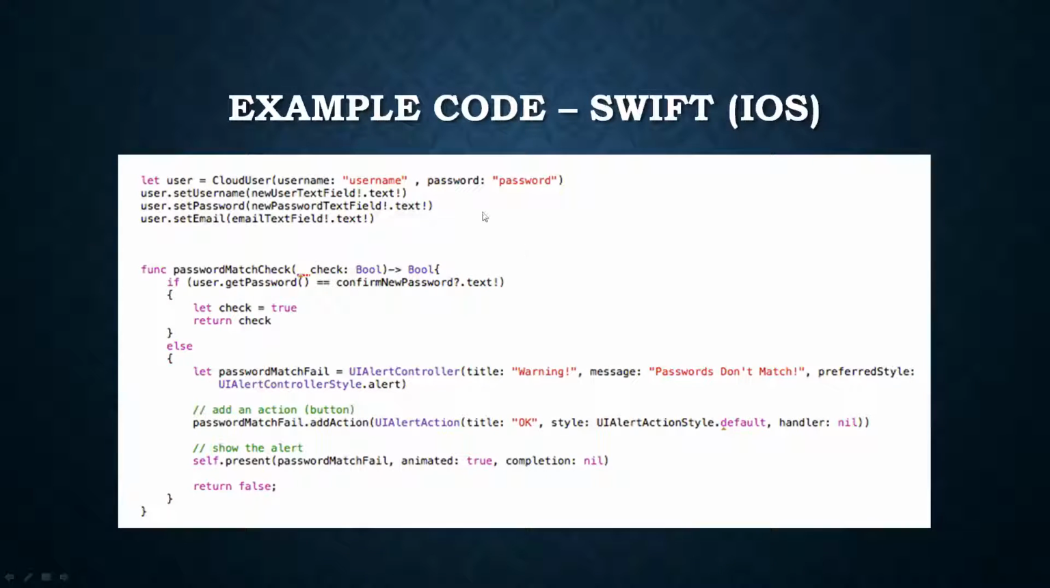Here's an example code in Swift, which is what iOS uses. So here's where I'm creating a cloud user. I'm setting whatever they're using in the text field for the user text field, and I'm also setting whatever they want their password to be and setting their email. And here's some authentication telling me if things work or not and if it goes through.